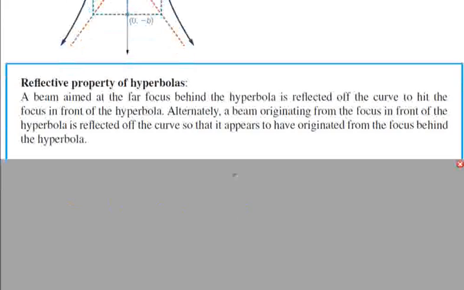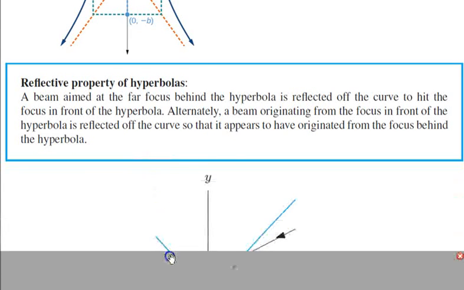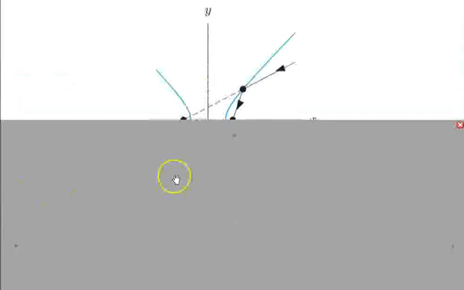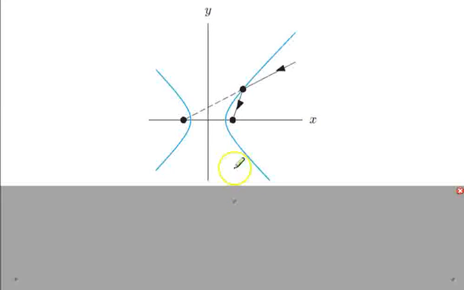Another geometric property of hyperbolas is that it's a reflective property. If we aim a beam at the far focus behind the hyperbola, it's going to be reflected off the curve and hit the focus in front of the hyperbola. And here's an example of that. As you can see here, we aim the beam here to hit here, but before it actually hits here, it bounces off here to this one as well. So that's a reflective property of hyperbola. It's a little bit different than the reflective properties of ellipse as well.